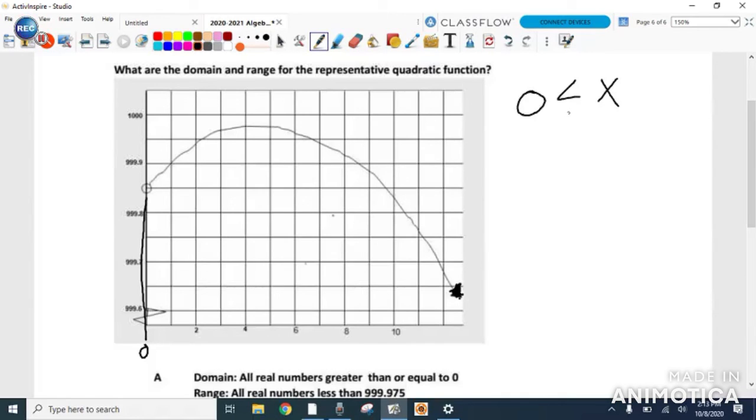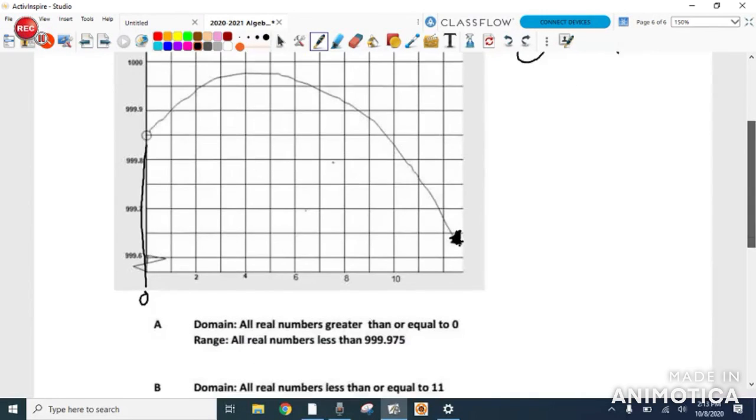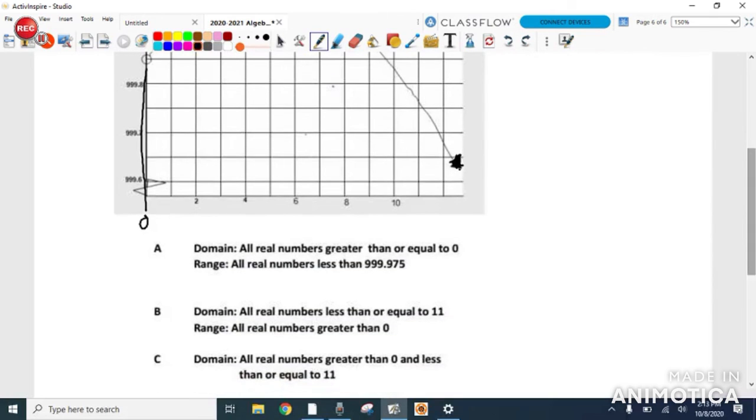Let's look down here and see if I can find anything that looks like that. All real numbers greater than or equal to. That means this symbol right here. Does that match what we have for my domain? No. So let's cross it off.